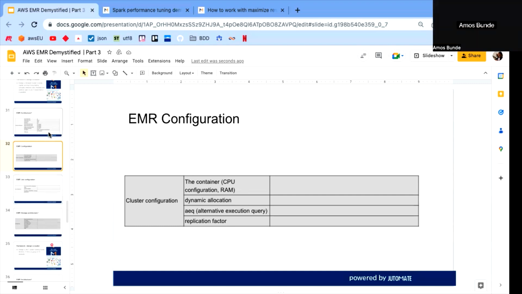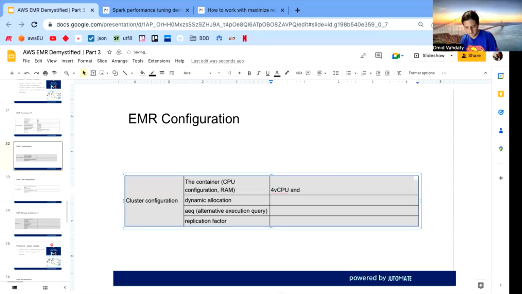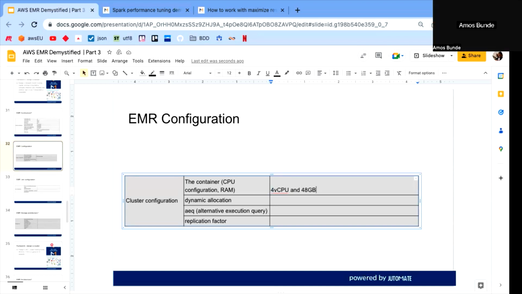Oh, okay. I'm going to try. Can we go with 4 vCPU for the RAM? 4 CPUs and how many gigs? 96 GB, I think is okay. 48 or 96. 48 gigs? This is what you meant, Amos? Yes, that is what I picked.